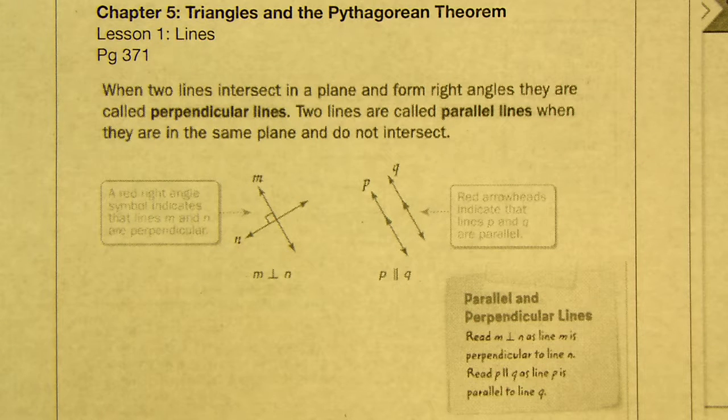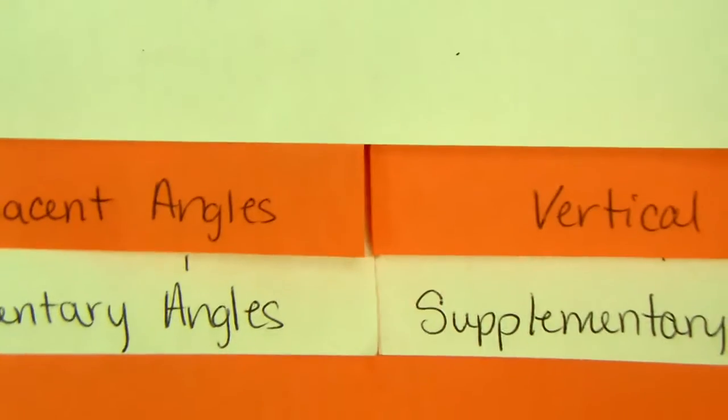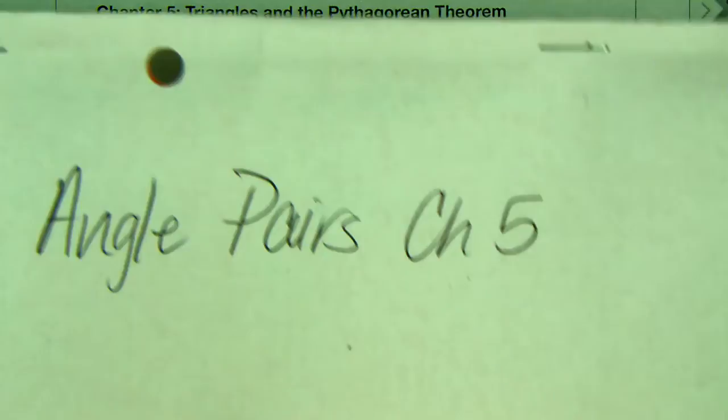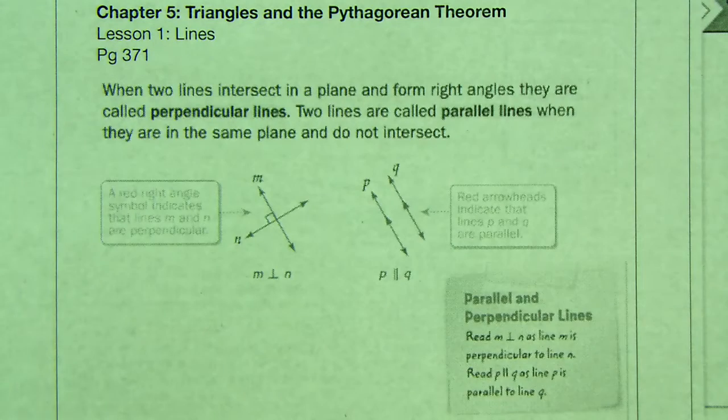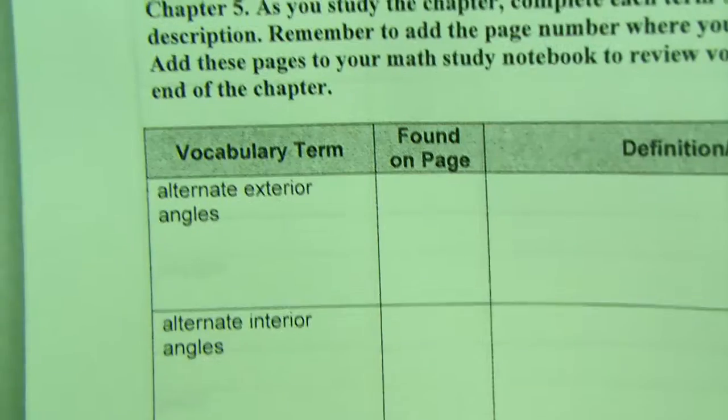All right, welcome to chapter 5. This is a big chapter with lots of vocab words, and we've already started our angle pair foldable on Friday. So have that handy because we are going to be adding stuff to that. Lots of angle pairs today. Also, hopefully you have your vocab sheet because we're going to be adding lots of vocabulary terms as well. So that looks like this.